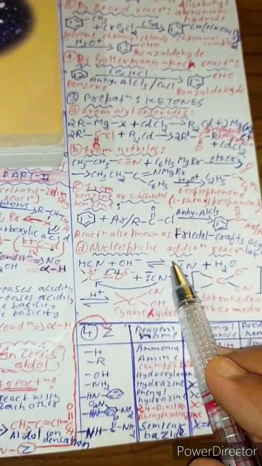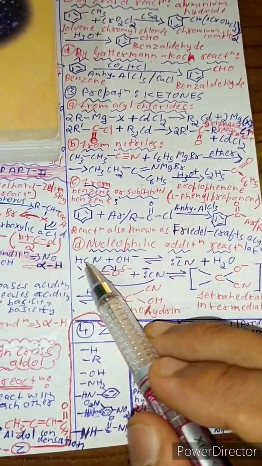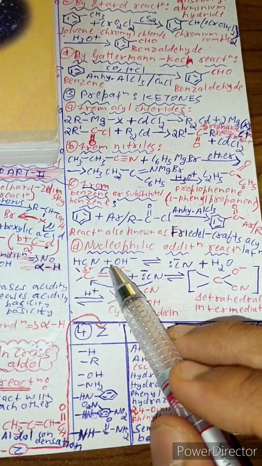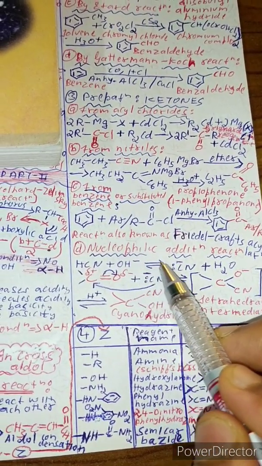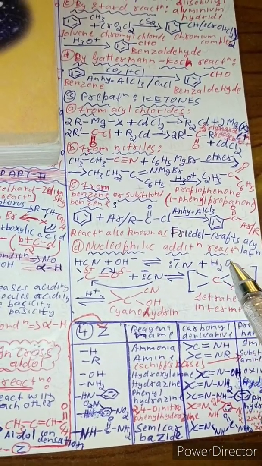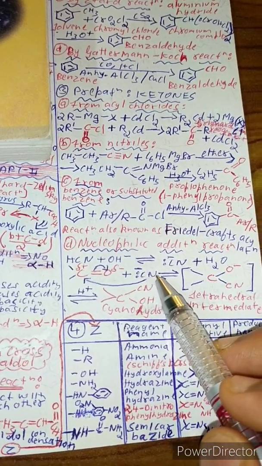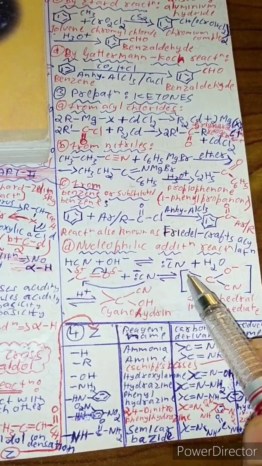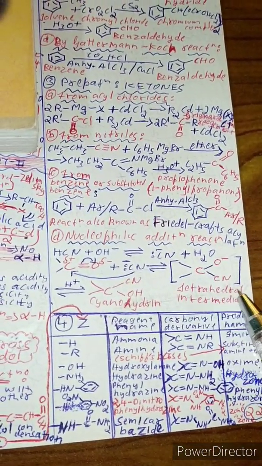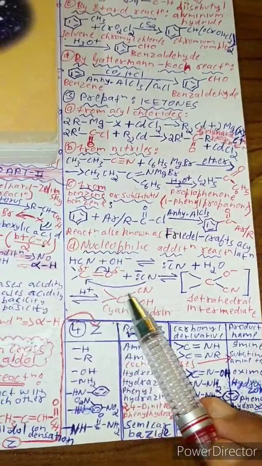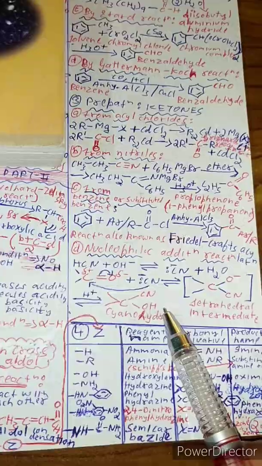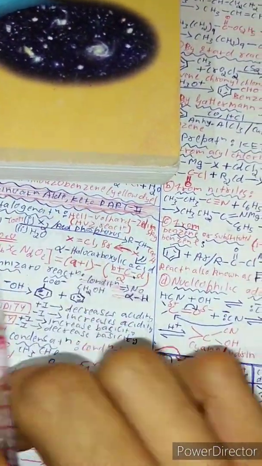Now let us study something about nucleophilic addition reaction. When HCN, that is cyanide, reacts with OH minus, it gives cyanide ion plus H2O. The mechanism is that the cyanide attacks the C double bond O part, which is partially positive, and the electrons shift to the partially negative oxygen to form a tetrahedral intermediate. This, in the presence of H plus, forms cyanohydrin. This is the continuation, part 2 of that, and part 1 is on another page.